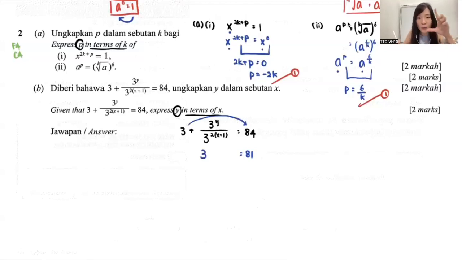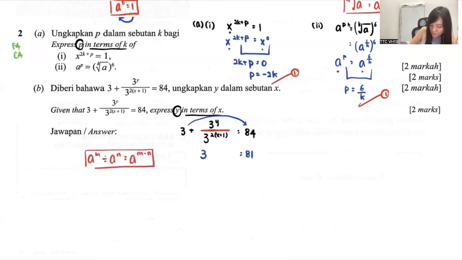This left side, I will combine these two together. How do you guys combine these two together? Can you guys realize they are a divide relation? I hope you guys know divide relation can combine together as long as they are the same base. So divide, combine together, they will become minus. So you can combine them together: y minus 2 bracket x plus 1. Now, this is how they become.